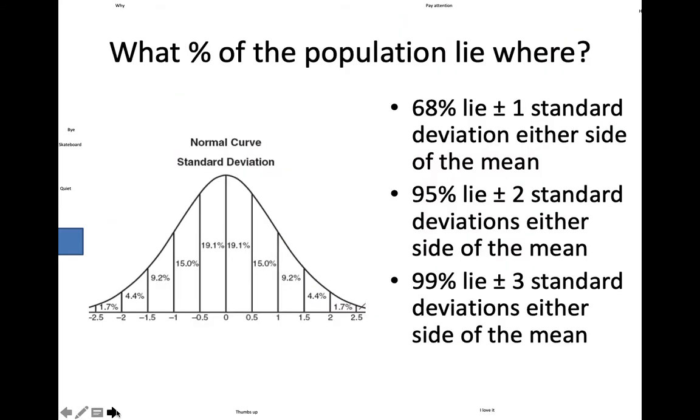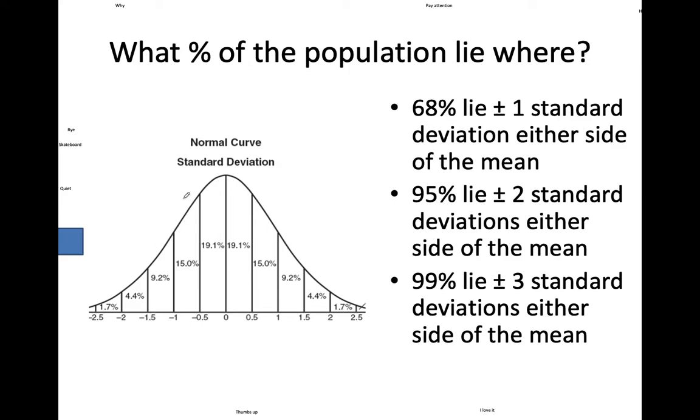Welcome back. So now we're going to go into some actual questions. Now in the exam there are 2 ways of doing this. You can either memorise all these numbers within the graph and memorise the numbers below, or you can do it on your calculator. We're going to do it through the memorisation route first. What percentage of the population lie where? So we're going to say 68% lie plus or minus 1 standard deviation either side of the mean.